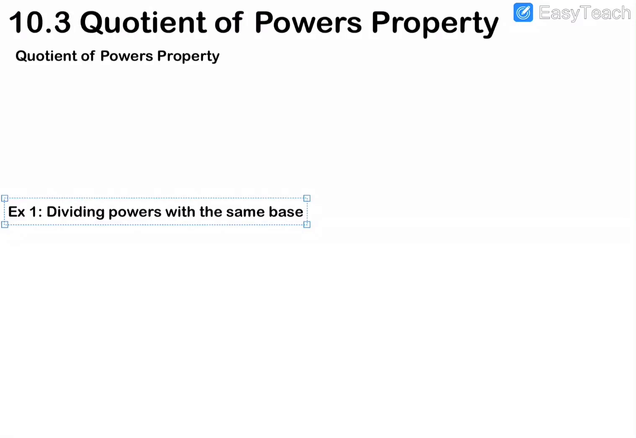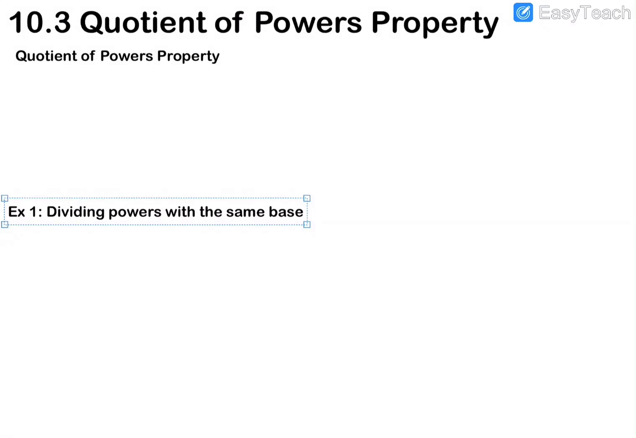We are on 10.3, which is quotient of powers property. Now, this is going to be something similar to what we've been working on this week when we were doing the product of powers property. Now we're on the quotient of powers property. And if you recall, quotient means division. So when we were talking about the product of powers property, that was when we were multiplying exponents with the same base. Now, quotient of powers property, we are going to be dividing exponents with the same base.